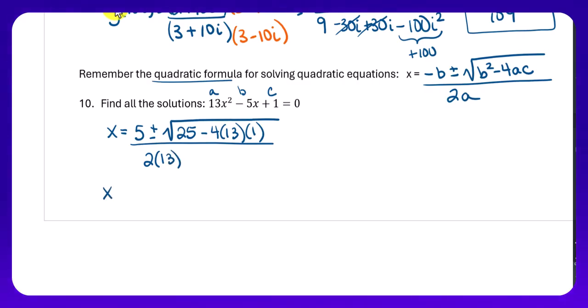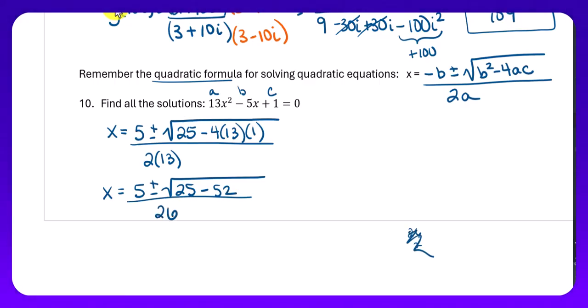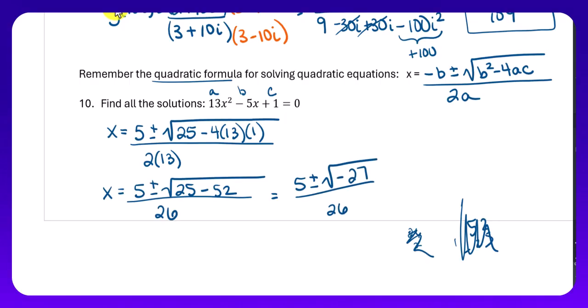Okay. Here I have 25 minus 52, and then all over 26. Now I have to do the subtraction there. 52 minus 25 is going to be 27. So we have 5 plus or minus the square root, and it's going to be a negative 27 under there over 26. Now, 27 is 9 times 3.